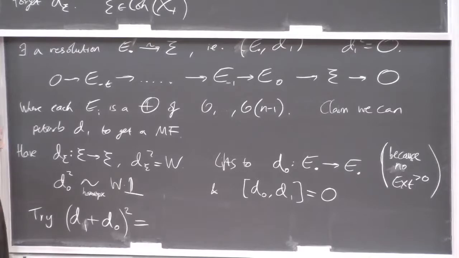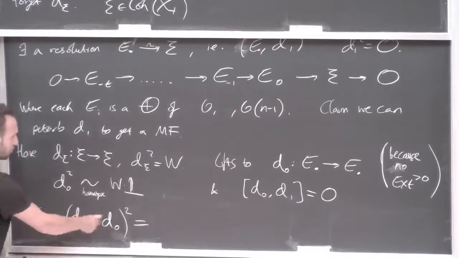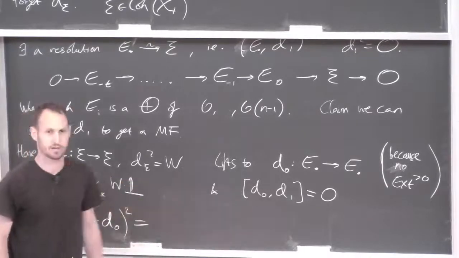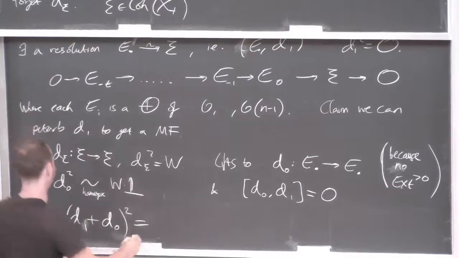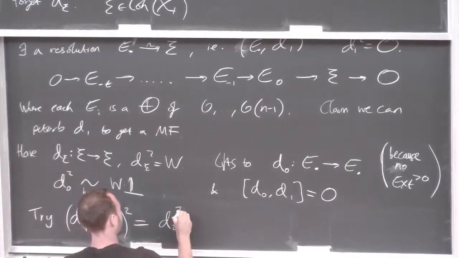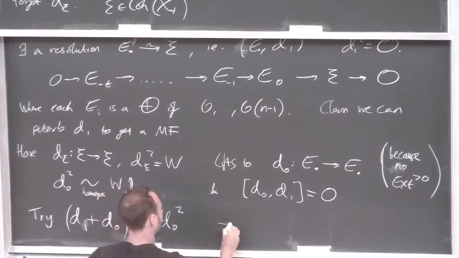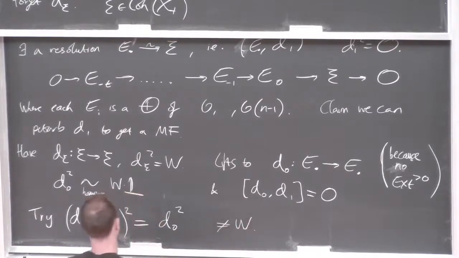Well, D1 squared is 0, so that vanishes. The cross terms are the commutator. That comes out as 0. And what you're left with is D0 squared, which unfortunately is not equal to W yet. It's only homotopic to W. But you're right, it's a super commutator. Yeah. I'm not going to bother to get any signs correct in this calculation, right? Do it yourself, or don't. Either is fine.